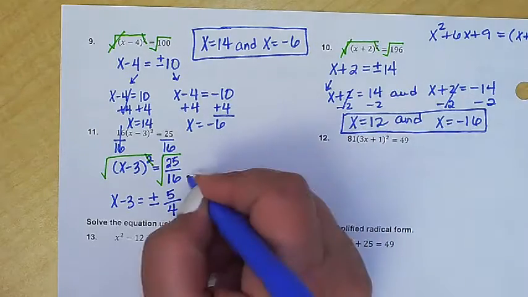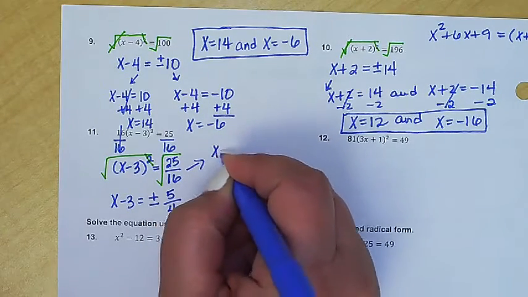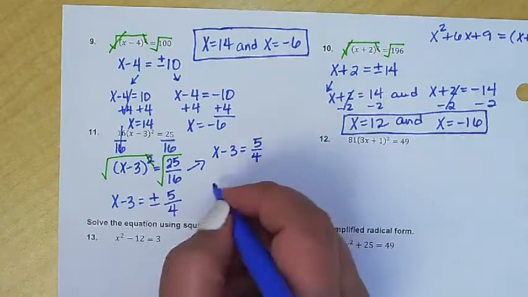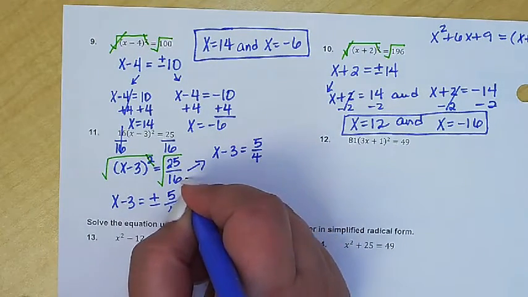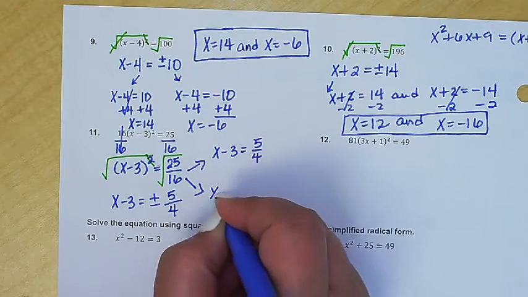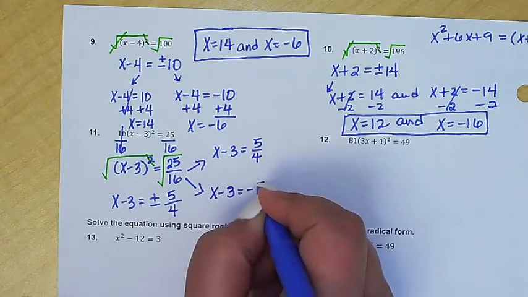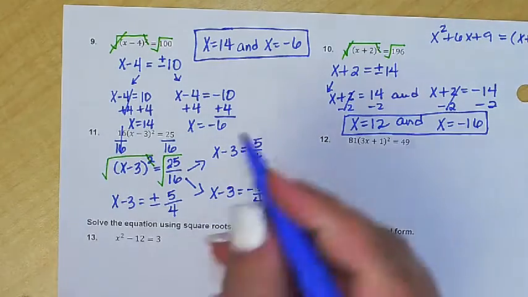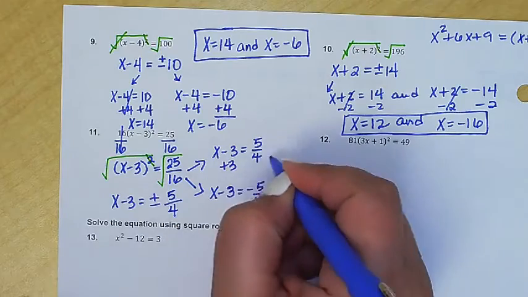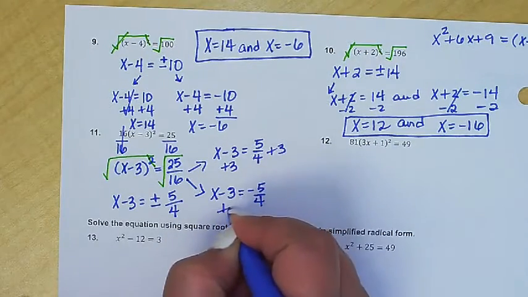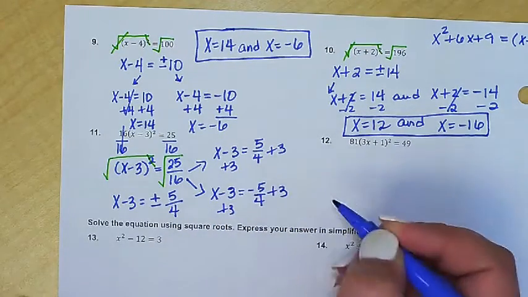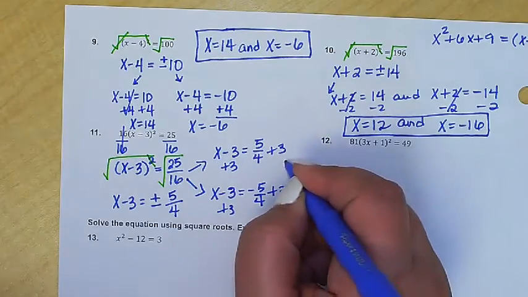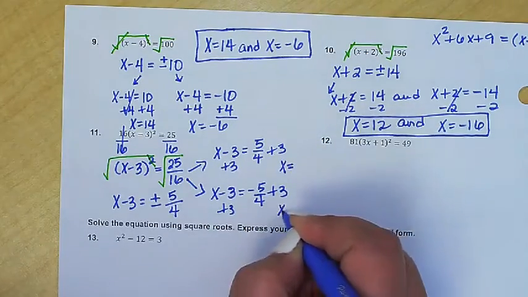Okay, and then we do just like we did up there. We set up one equation where it's the positive 5/4 and the other equation where it's negative 5/4, and we solve each one of those. So to solve it, we would add 3 on both sides, and maybe a decimal would have been better. Who knows? I'm a fraction person, y'all know that.